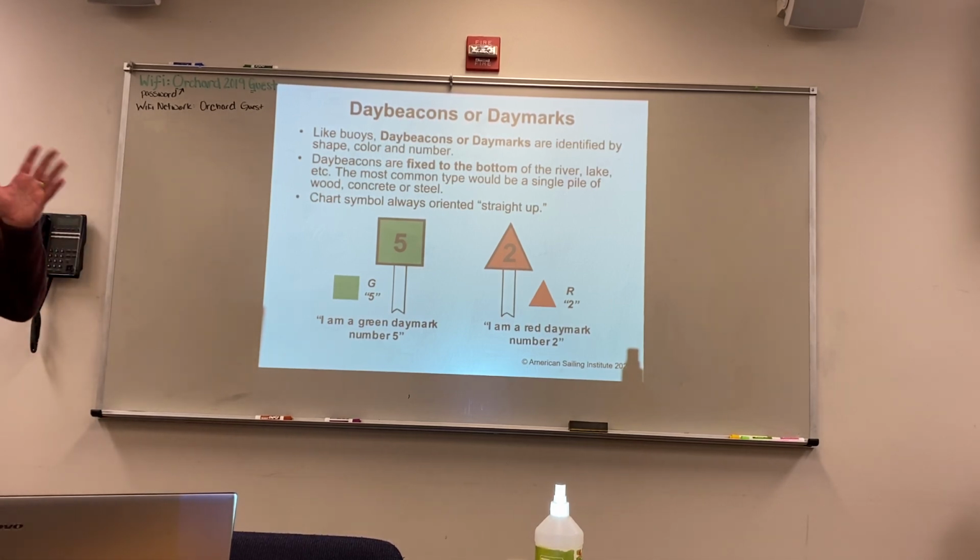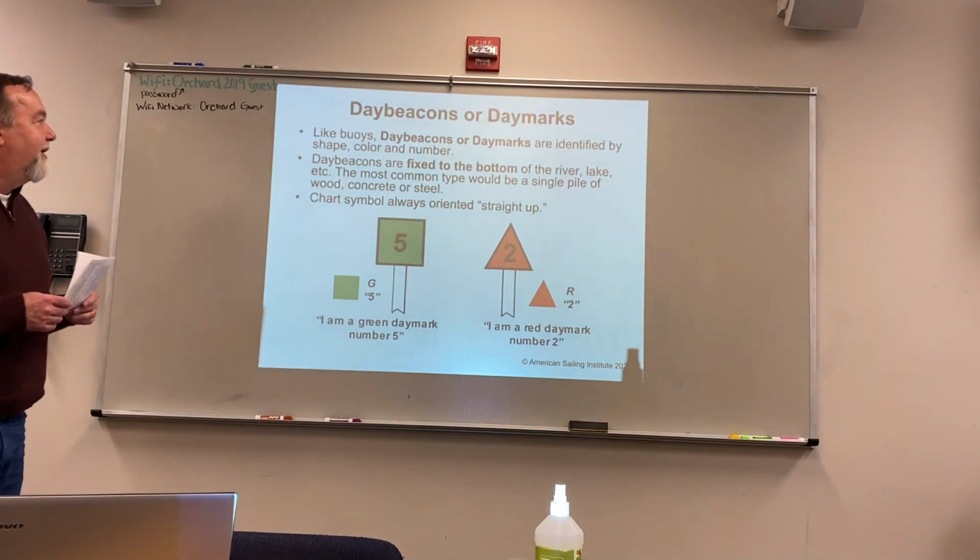You can identify it, but at least I know which one I'm looking for, I know its location, and then if it happens to be at night, you can find it a little easier by its light sequence, by its timings. Day beacons and day marks are again identified by shape, color, and number.